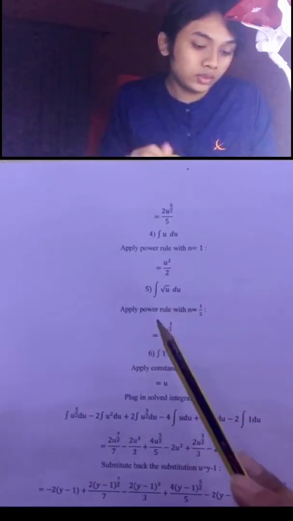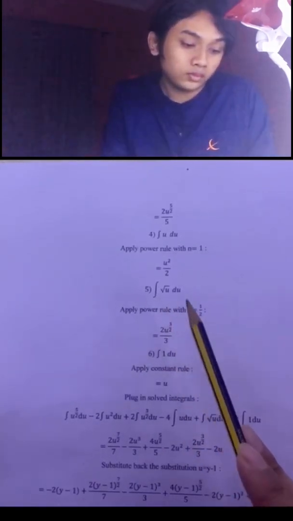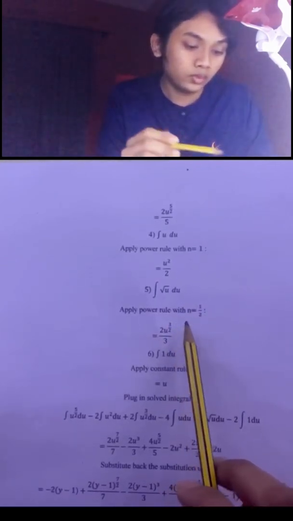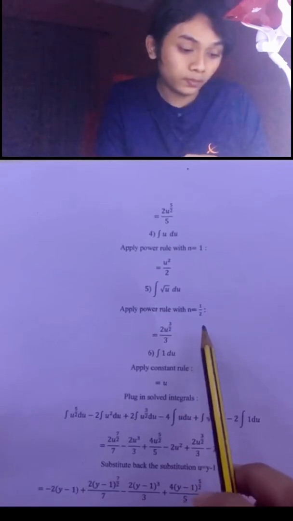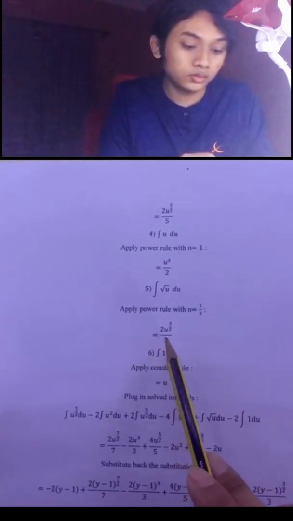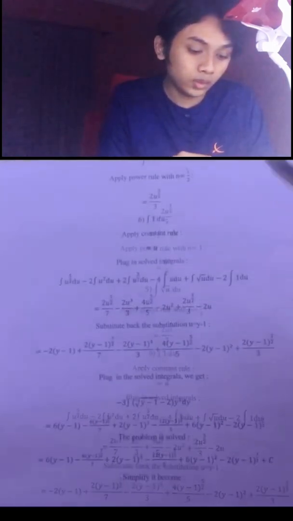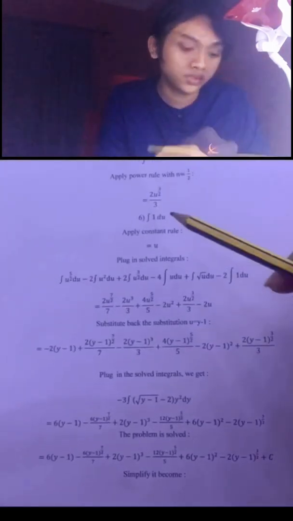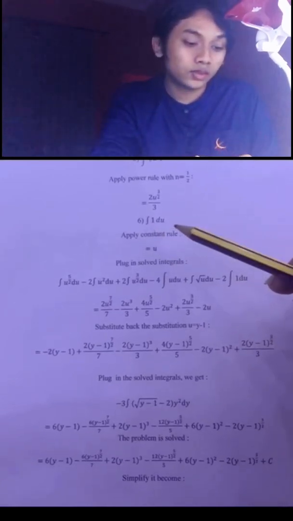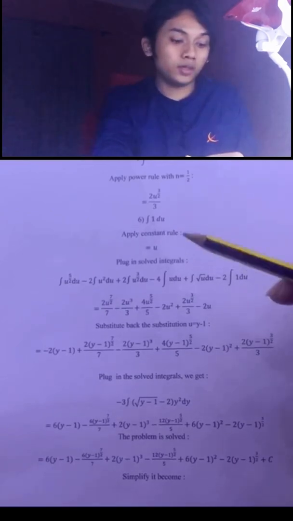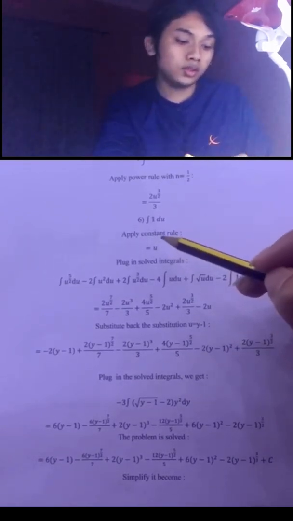And the next one is integration of square root of u du. We also apply the power rule with n equal to 1 over 2, and we get 2u power of 3 over 2 over 3. So the last one is integration of 1 du. For this one we apply the constant rule and we get only u.